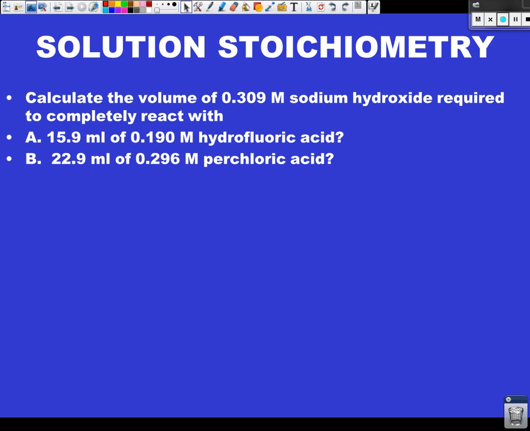VB, the volume of the base. Again, do we need to run through this? I think it's pretty much a plug and chug equation.